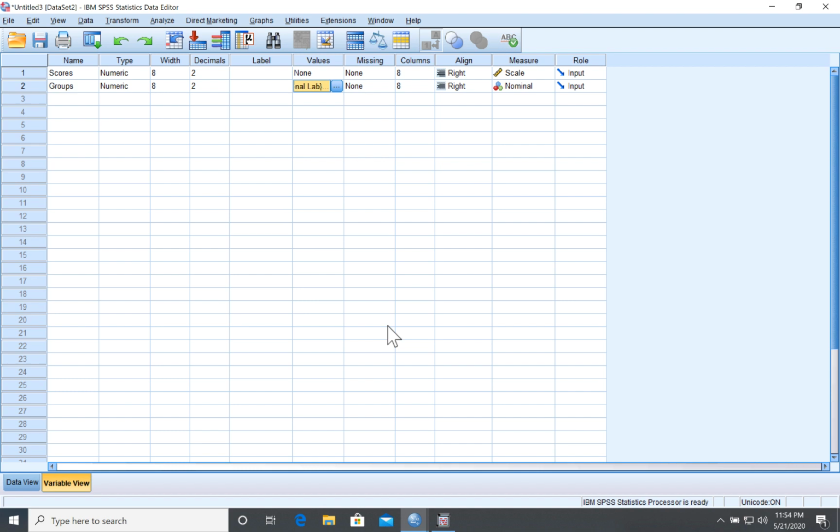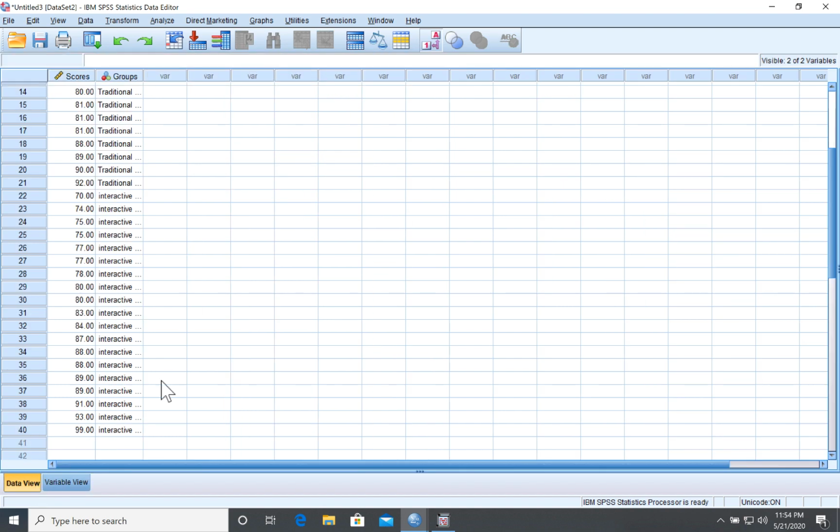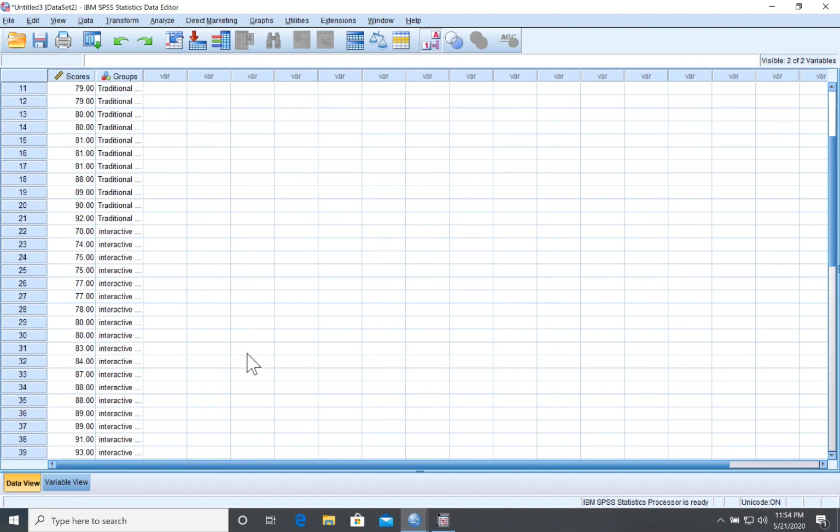Okay, we entered the labels. Let's go to data. Okay, so we got the groups there. And now we're ready to do our analysis. Let's go to analyze.